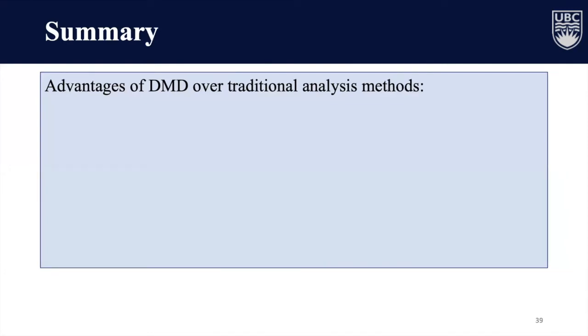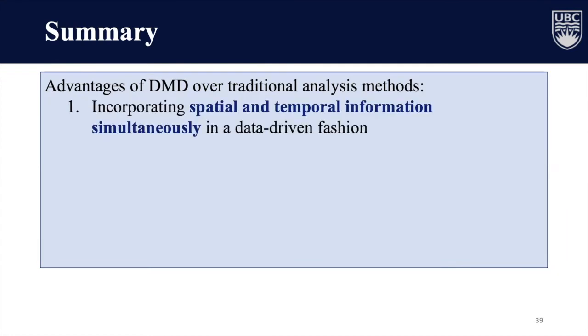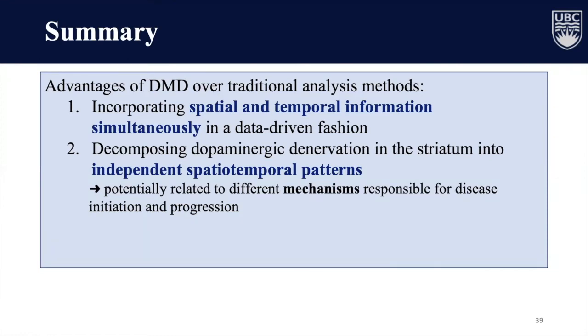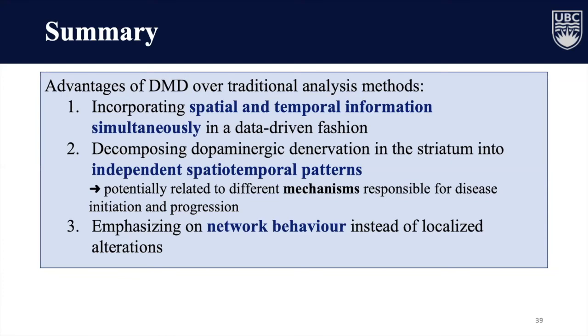As a summary, the advantage of the DMD method over traditional analysis methods is, first, it incorporates both temporal and spatial information simultaneously in a data-driven way. And it decomposes the level of dopaminergic degeneration in the striatum into independent or orthogonal spatial temporal patterns. These different spatial temporal patterns may potentially be related to different mechanisms responsible for disease initiation and disease progression. And this really emphasizes the network behavior of tracer binding instead of just localized changes.